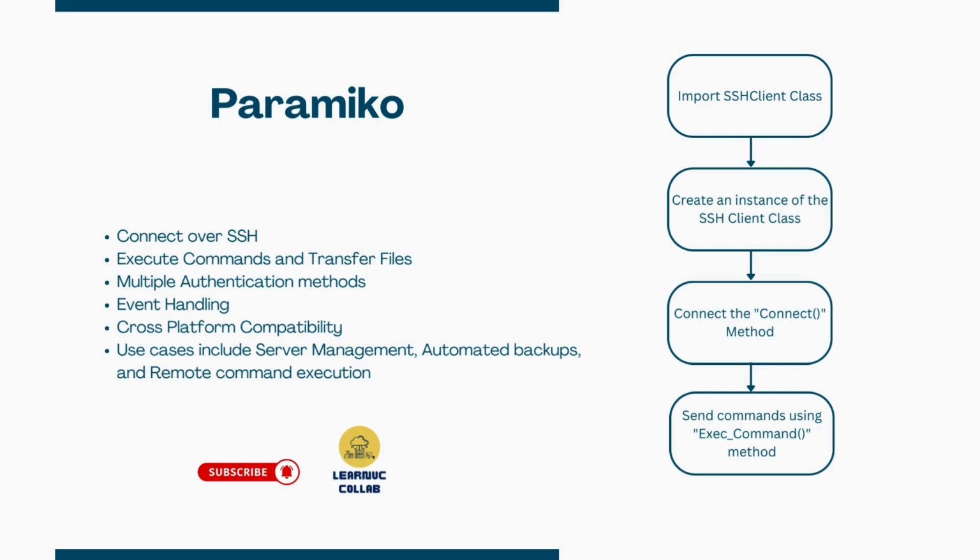The basic order of operation follows the process given on the screen. We first import a class called SSHClient, then we create an instance of that class and use that instance to call different functions or methods. It's a very straightforward process, and I promise you, it's not that complicated at all. Let's now actually review it with a practical example.